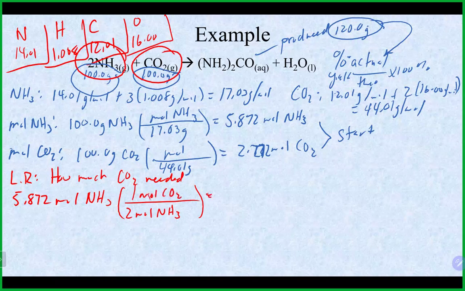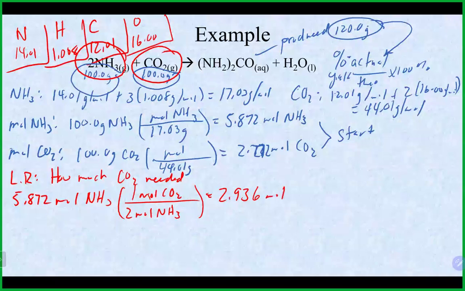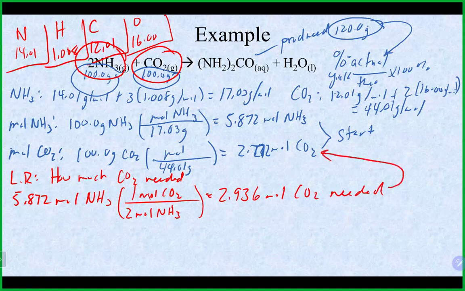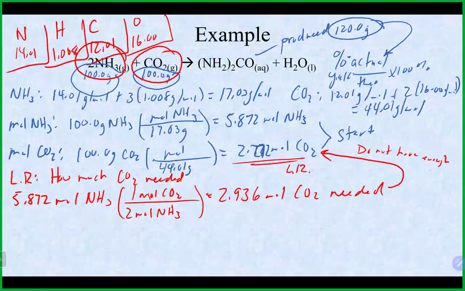That means 5.872 divided by 2, 2.936, is needed. So in this case, we need 2.936 moles of CO2. We are only starting with 2.271 moles of it. Do we have enough in this case? We do not have enough. That means that this guy here would then be our limiting reagent, as we do not have enough of it. Any questions on that there?